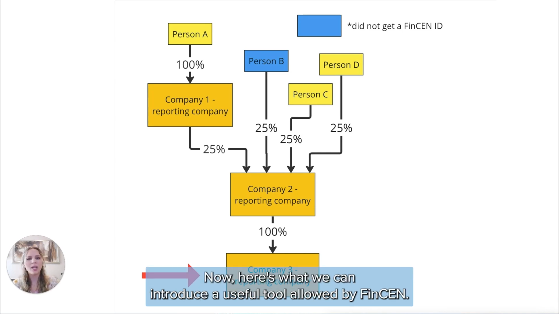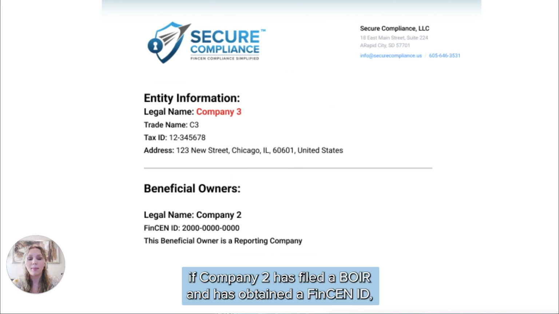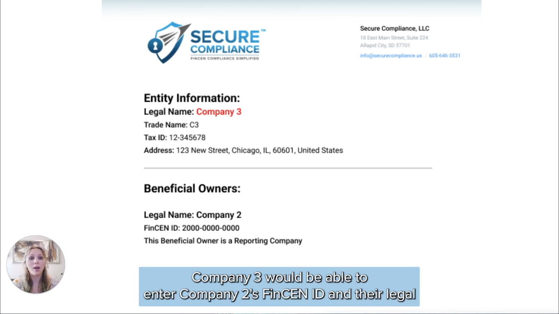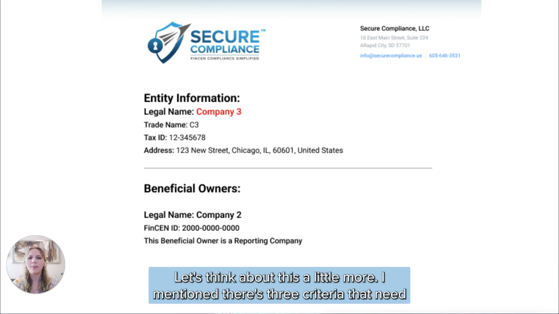Now, here's where we can introduce a useful tool allowed by FinCEN. Under the final rule, as amended, if Company 2 has filed a BOIR and has obtained a FinCEN ID, Company 3 would be able to enter Company 2's FinCEN ID in their legal business name in place of Person A, B, C, and D's information.